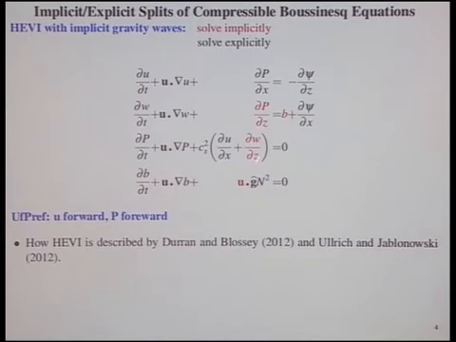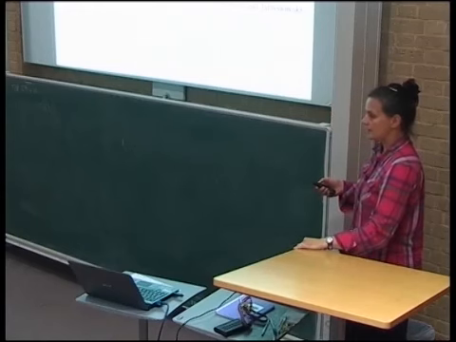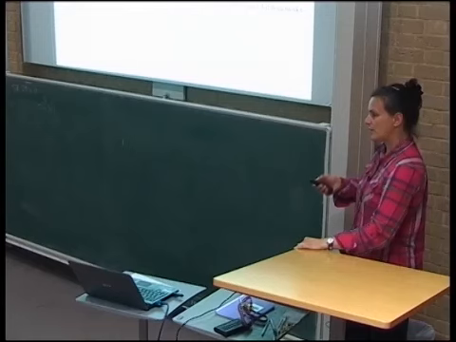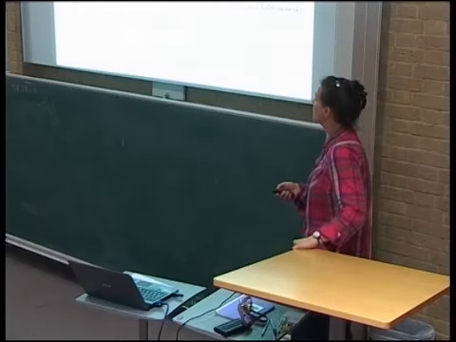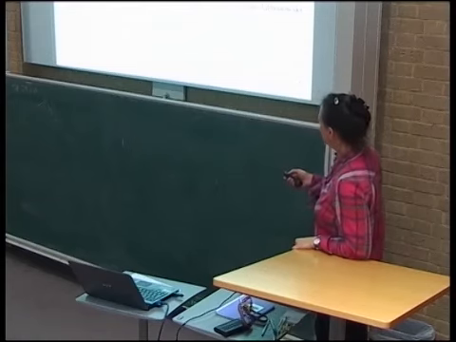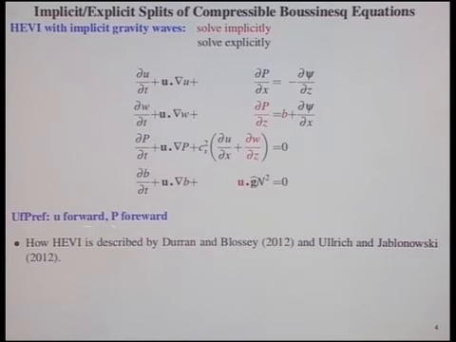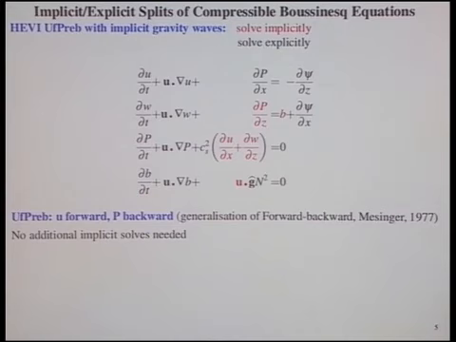This is the way that a few papers recently, I think Duran and Blossey and Ulrich and Jablonowski, have done HEVI splitting. And I'm calling this UFPREF, which means U forward, pressure forward. So in the U equation, it's forward in time, and the horizontal pressure part is forward in time. I'm proposing UFPREB, which is U forward, pressure backward.